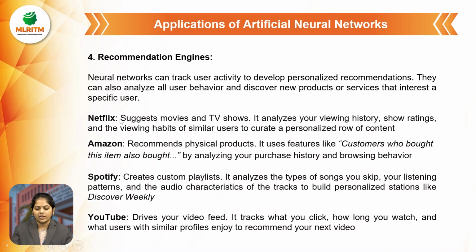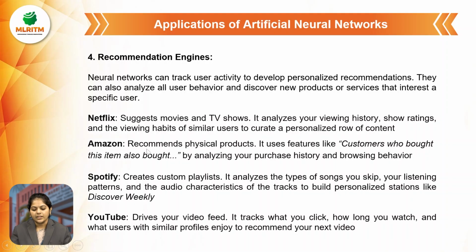Let's look at the first example, Netflix. It will suggest movies and TV shows, and it analyzes your viewing history, show ratings and the viewing habits of similar users to curate a personalized row of content. So whenever we open any kind of OTT application, let's say we have seen a scary movie once, so it will suggest scary movies in a line. Okay. Let's say we have seen a funny movie, it will display the same content like I watched previously. So this is how personalized information can be stored in the application, and it will give similar kinds of information whenever I open the application.